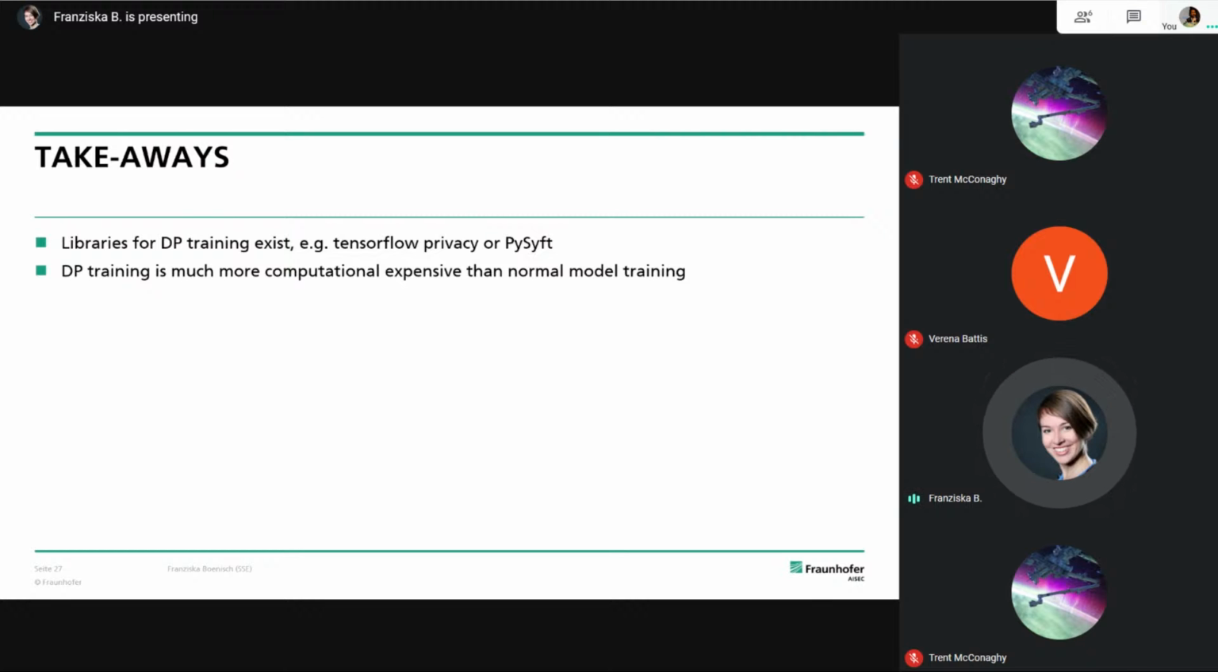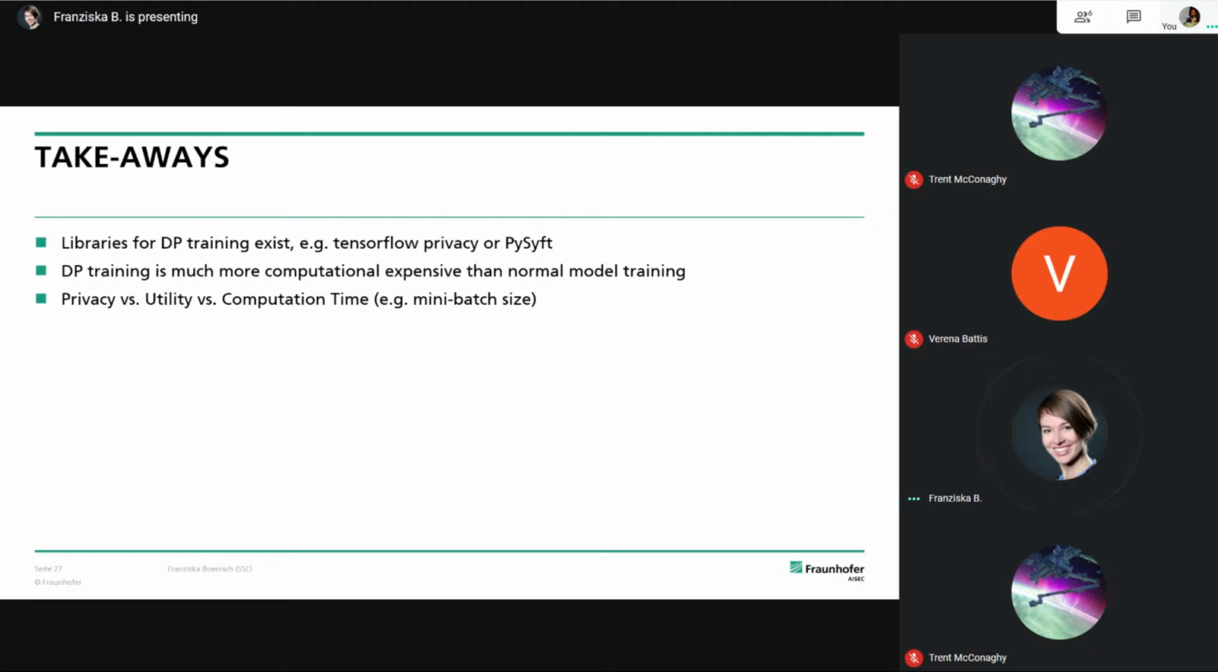Private training is, of course, much more computationally expensive than normal model training. The TensorFlow Privacy library offers you a possibility to decrease the cost of training for the models. They introduce a new parameter, which is the mini batch size. So instead of doing the clipping and noise addition for every data point individually, what they do is to have those mini batches that divide every batch again into smaller batches. And then you take the average of all points in those batches, clip them, and then add some noise on them.